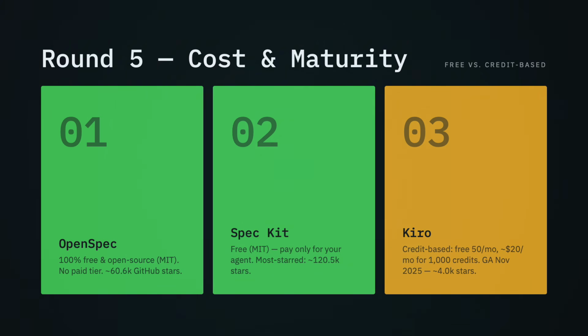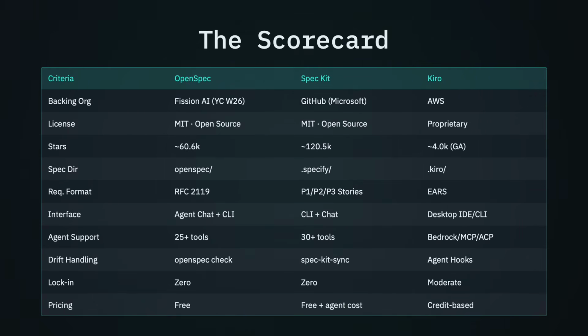Kiro runs on credit-based billing, 50 credits a month free, then paid tiers starting around $20 a month for 1,000 credits, scaling up from there, and it reached general availability in November of 2025, with about 4,000 stars on its public feedback repository. None of this makes one tool the cheap one that wins. Cost is one factor among 5, and for Kiro specifically, you're paying for a fully integrated cloud IDE, not just a template generator.